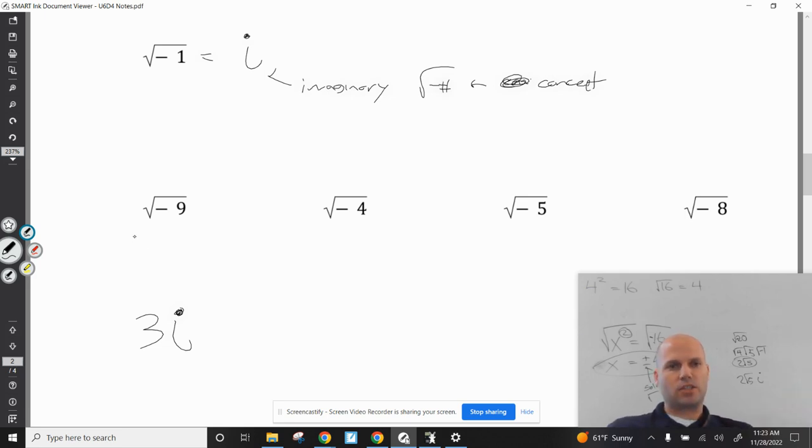The other way to do this is to say, this is square root 9 times square root negative 1, kind of like what we've been doing. And we'll say the square root of negative 1 is imaginary. Okay? A square root of a negative is imaginary. And the square root of 9 is 3.